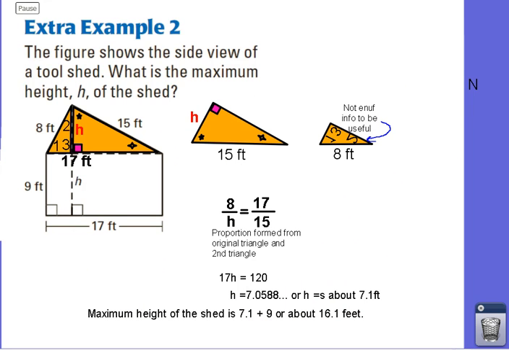So in this problem, they're asking us to calculate or find what the maximum height of the shed is. So they actually want this whole distance here. That's a cross-section through a shed. What we probably will do first is calculate this height here, the height of the triangle, and then we'll add that to this 9 feet here to get the total height of the shed.